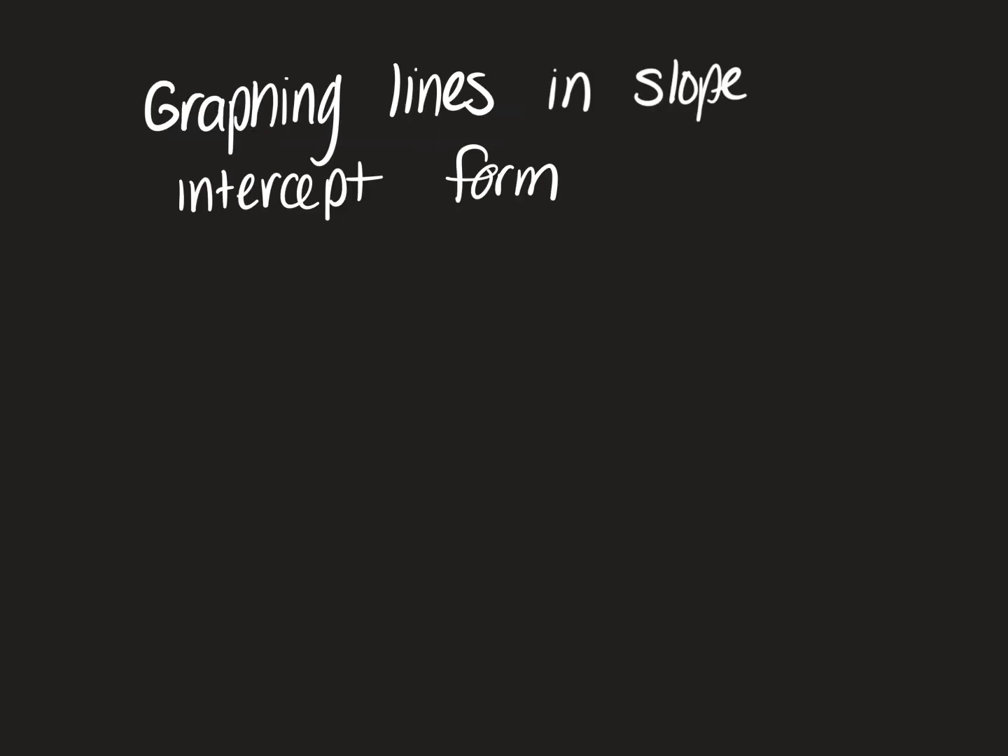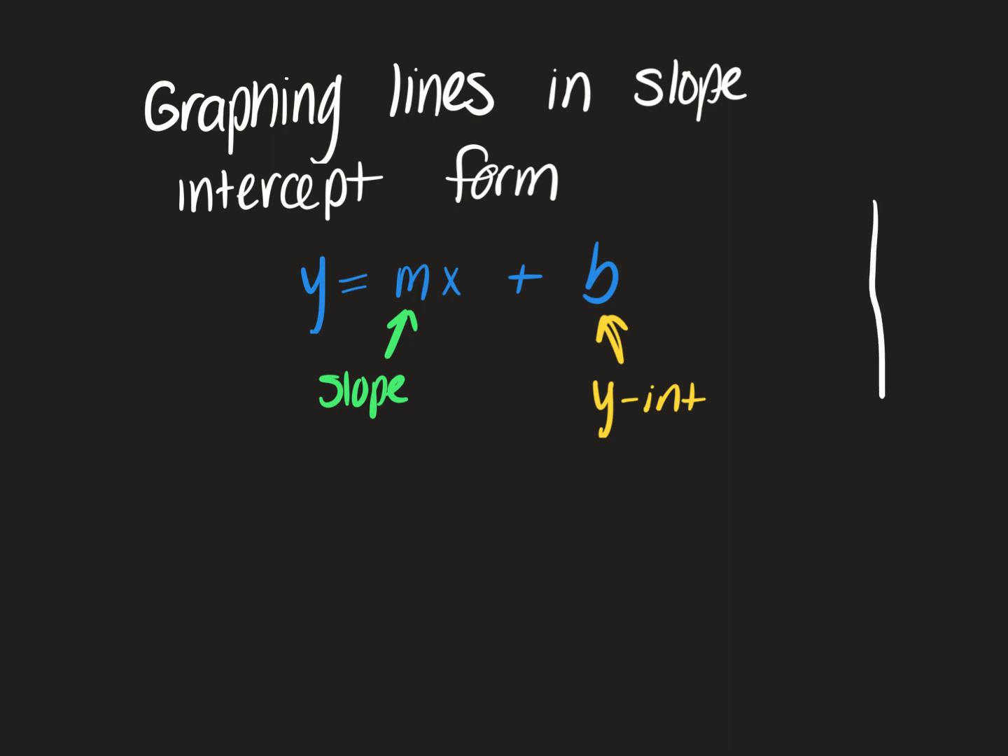So let's remember that slope-intercept form is y equals mx plus b. Right, where the number in front of x is always your slope. The number added at the end is your y-intercept. Who remembers what a y-intercept is?